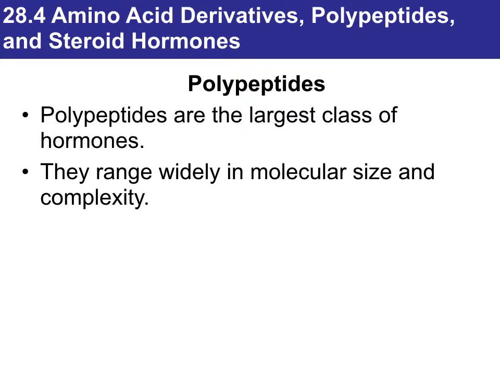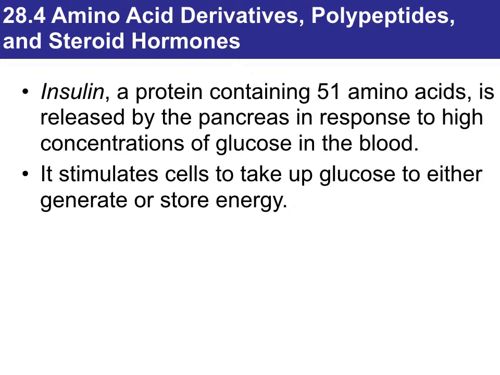And we're going to move ahead with polypeptides. This is the largest class of hormones. They range widely in molecular size and complexity. Some example we took earlier, insulin. There's about 51 amino acids, released by the pancreas in response to high concentration of glucose in the blood. The way it works, as we said earlier, stimulates cells to take up the glucose to either generate energy or store energy for later use.